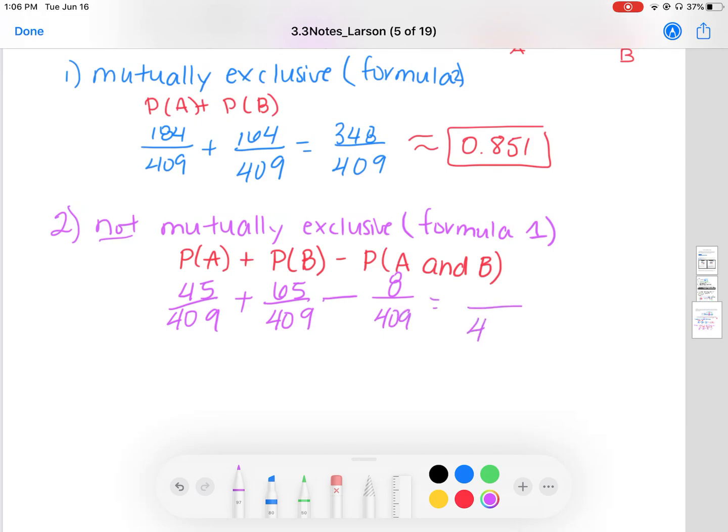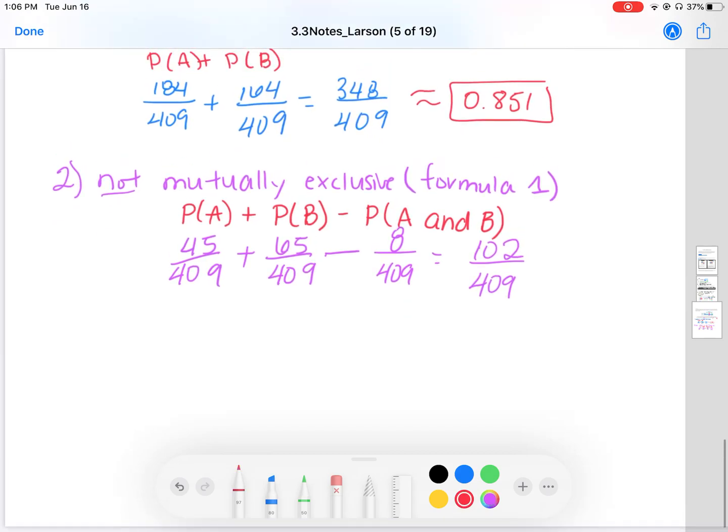All right, so we have a common denominator of 409. 45 plus 65 minus 8. We can use our calculator, that's 102. And lastly, you punch this into our calculator, 102 divided by 409, we get 0.249.